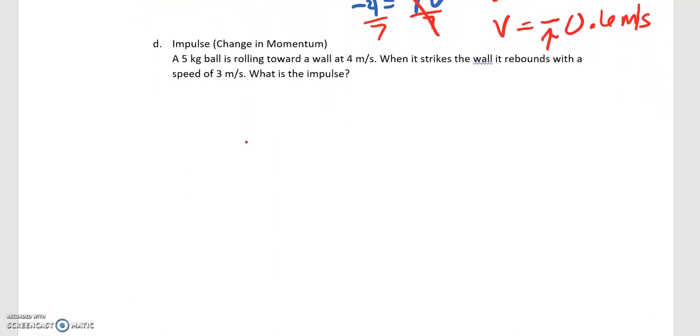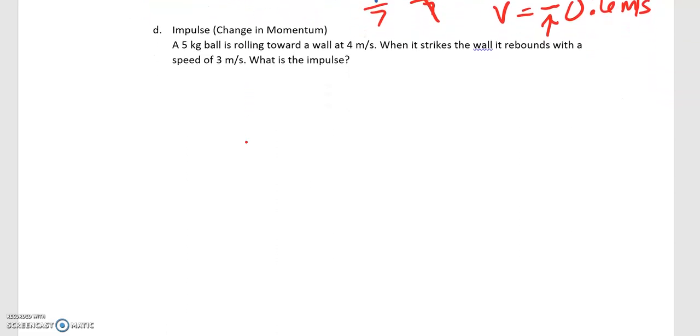And then the last one for this particular topic, dealing with momentum, was the idea of impulse. Impulse is essentially the change of momentum. Now, in this situation, a 5-kilogram ball is rolling towards a wall at 4 meters per second. When it strikes the wall, it rebounds with a speed of 3 meters per second. What's the impulse?